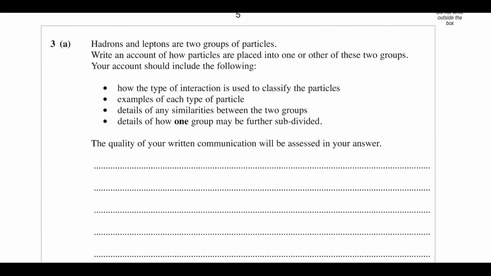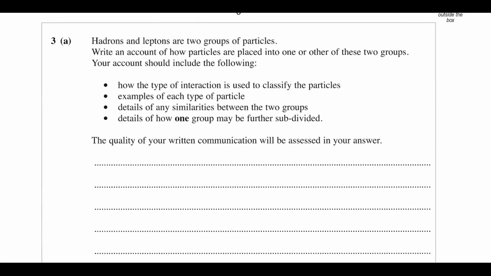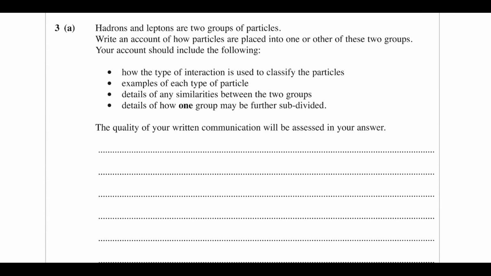If you get this as a 6-mark question in your exam, the exam board is being very nice to you. This is about the easiest 6-marker I've ever seen, but we've got to answer it anyway. You can only do what's in front of you. So, first thing, how we separate hadrons and leptons. Hadrons interact through the strong interaction, leptons do not. So let's get that down.